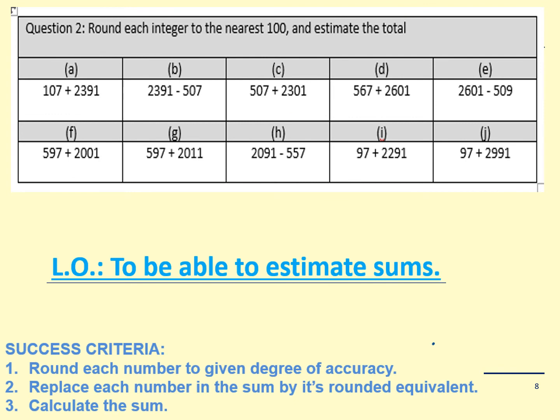Now round each of these integers to the nearest 100 and then estimate the total.